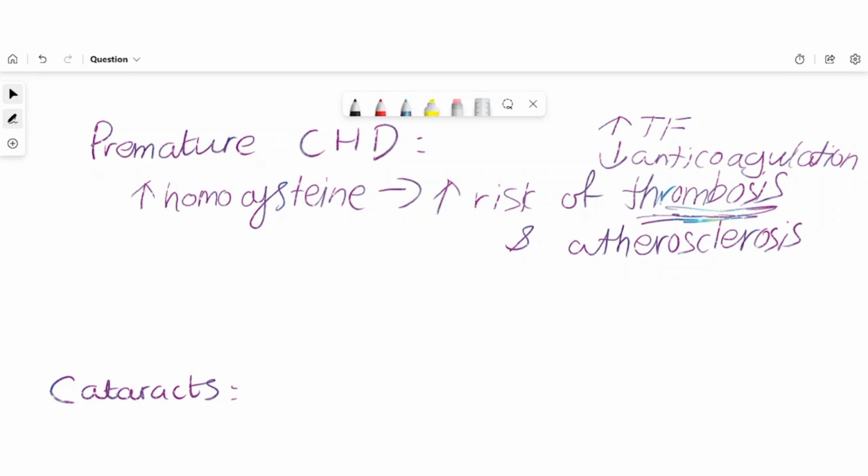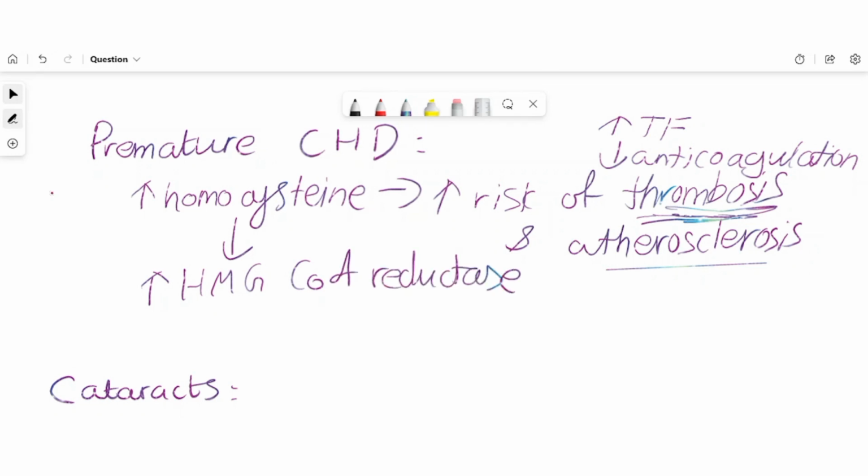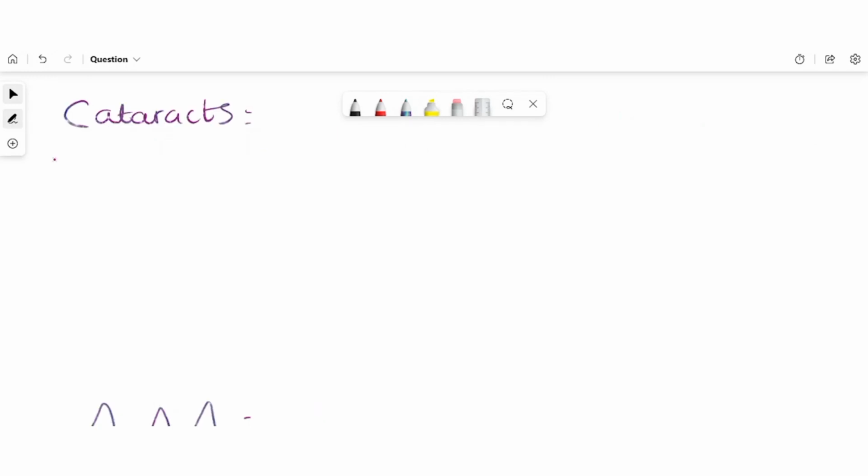As for atherosclerosis, there's a more well-established reason that it can cause this. What happens is that with an elevated level of homocysteine, there is an increased activity of HMG-CoA reductase. And if you remember, this will lead to increased cholesterol synthesis. And that can lead to atherosclerosis.